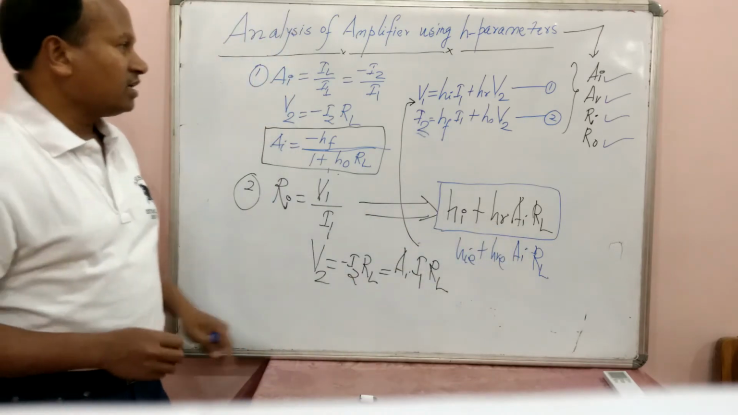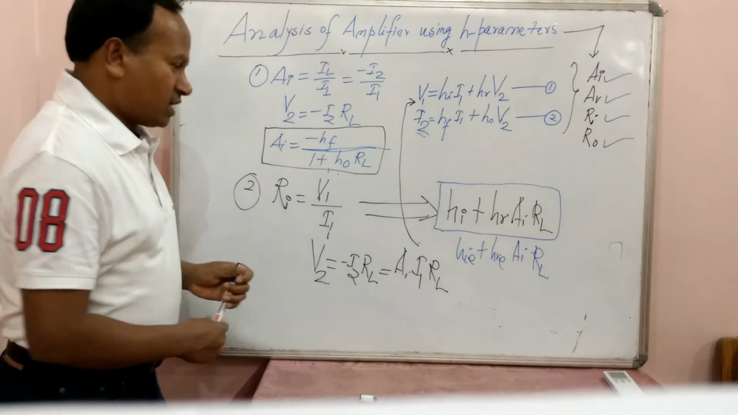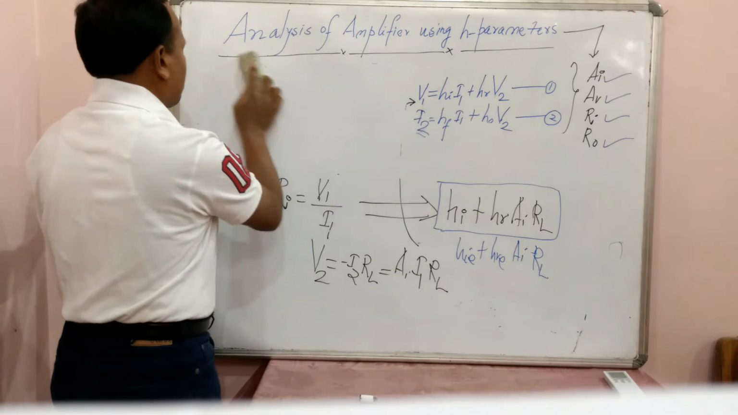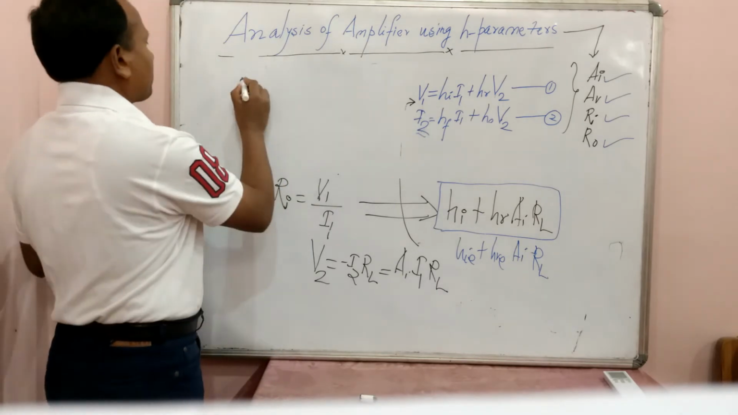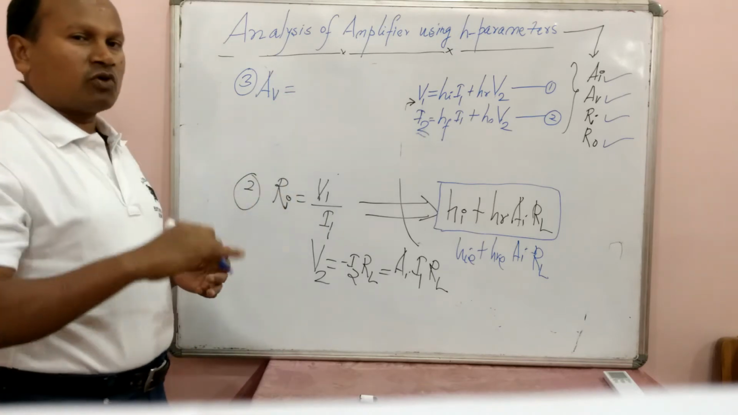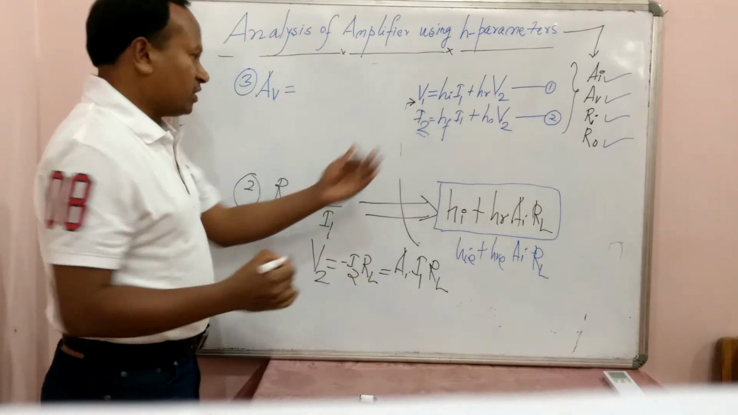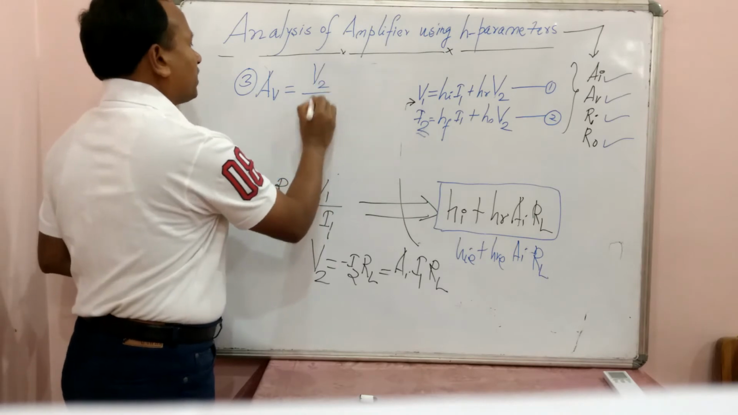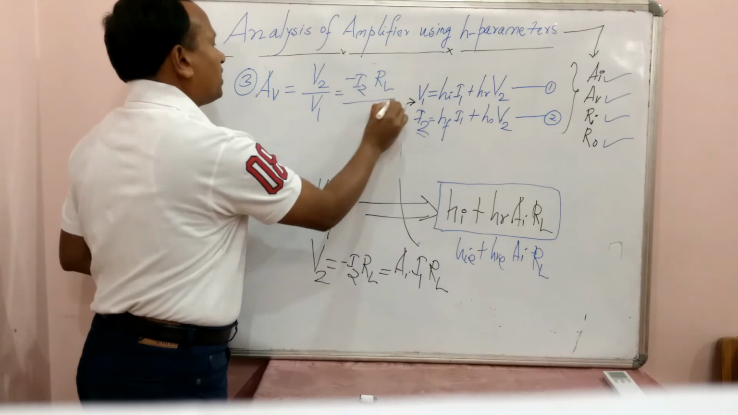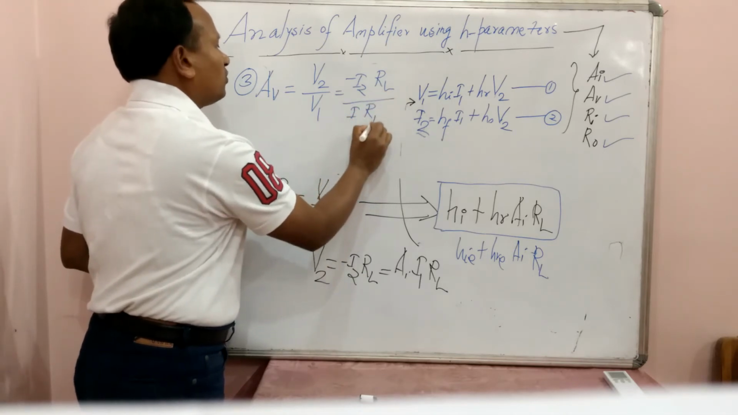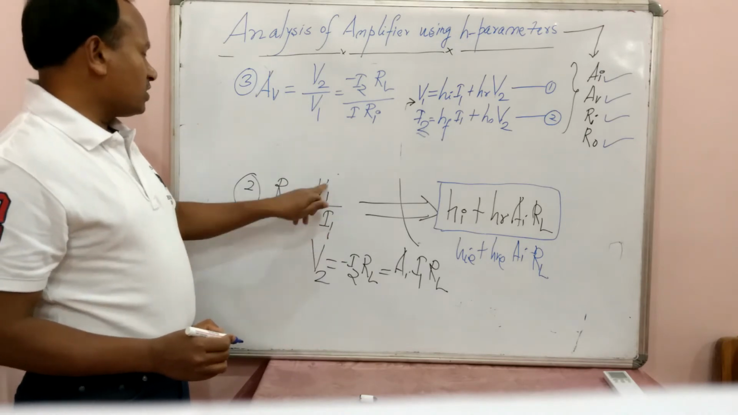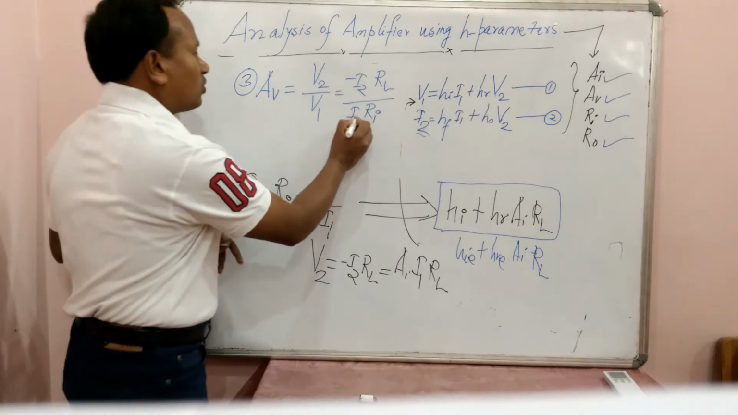The third part of the analysis is voltage gain. Let us try to get the voltage gain. Third part, voltage gain, AV. What is AV? Voltage gain is the ratio of output voltage to input voltage. You can see in the circuit diagram, it is V2 divided by V1. What is V2? Minus I2 into RL, just now we have written. What is V1? I1 into Ri. See this side, Ri is equal to V1 upon I1. So V1 is Ri into I1. What is minus I2 divided by I1?